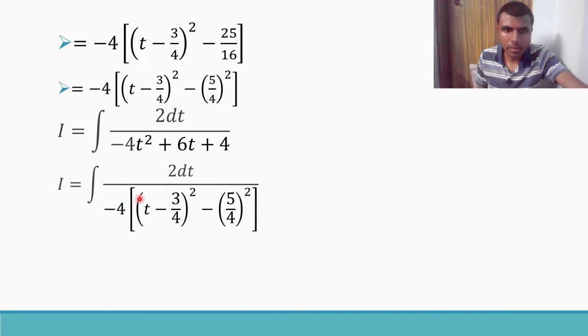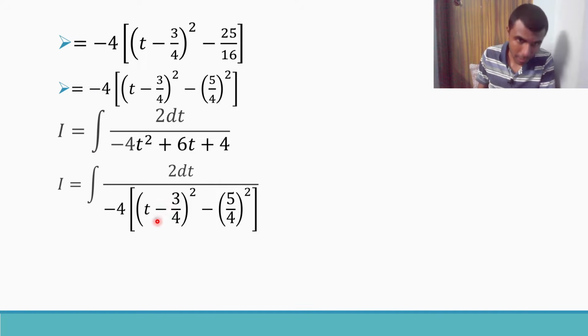So in place of this I just put what we got, minus 4 into t minus 3 by 4 whole square minus 5 by 4 whole square, because I told you that in place of the denominator we wrote it like this. So in place of this I wrote -4 into this. I hope things are clear.